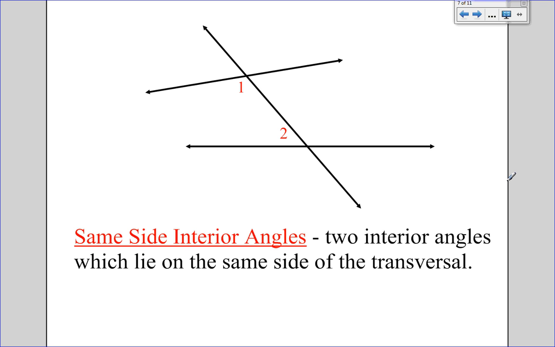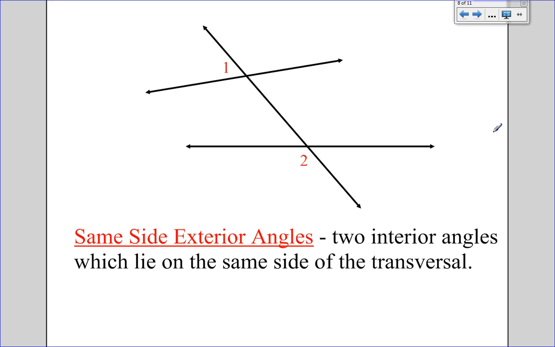Our fourth one is same side interior angles. These are two interior angles which lie on the same side of the transversal. So inside the lines, interior, on the same side of the transversal would be angle 1 and angle 2. We could also call this angle 3 and this angle 4, and those would be same side interior because they're on the inside and on the same side of the transversal.